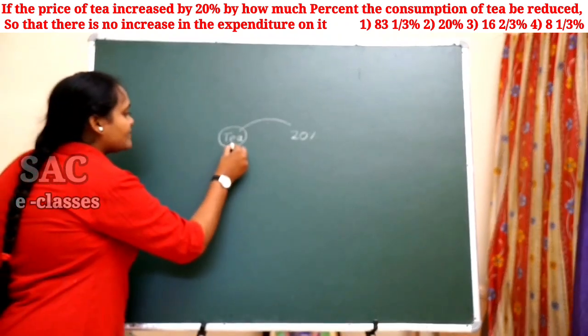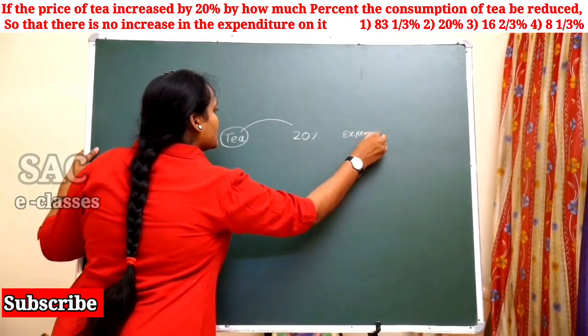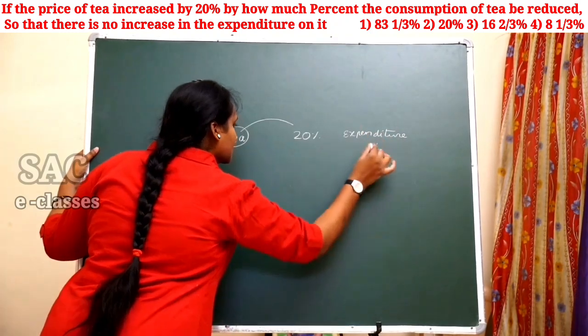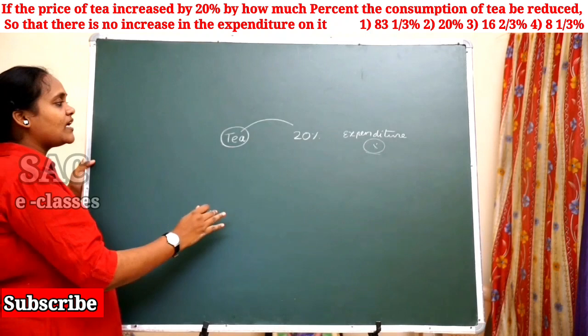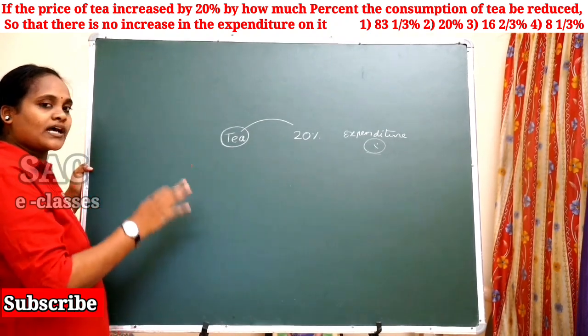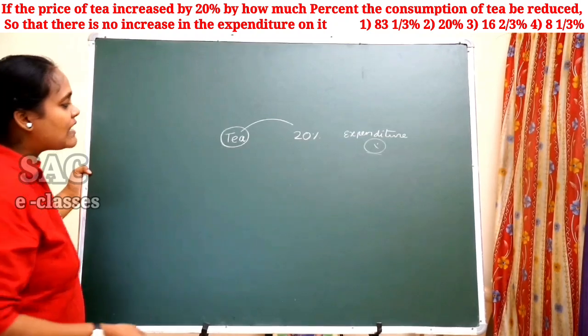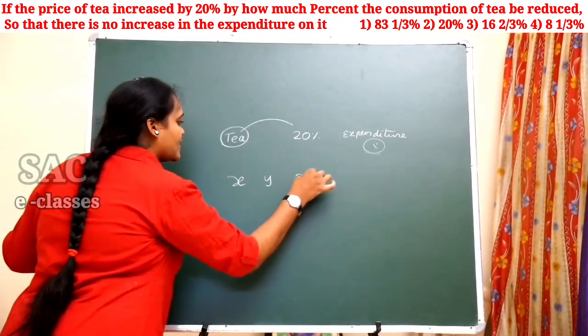Then, because of their expenditure, that means the amount we are spending on it is some other percentage. This should be reduced, then only there is no burden on us. So how much should we reduce the expenditure? Let's go for the technique of x plus y plus xy by 100.